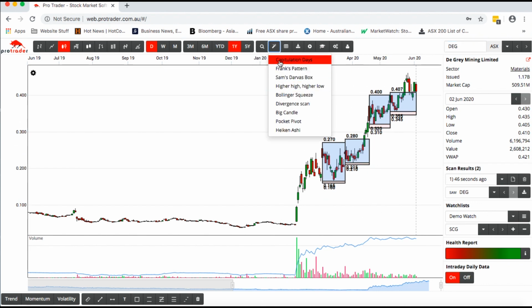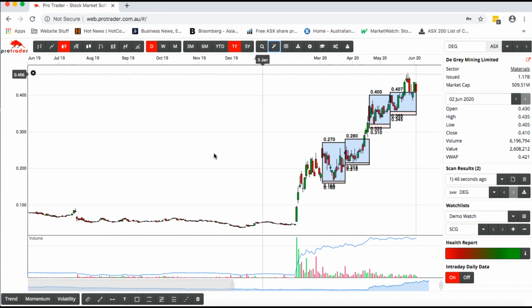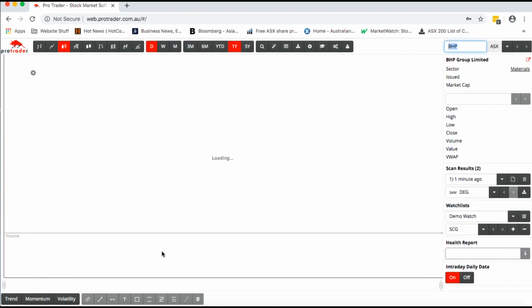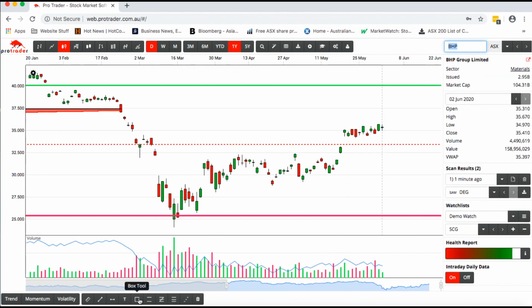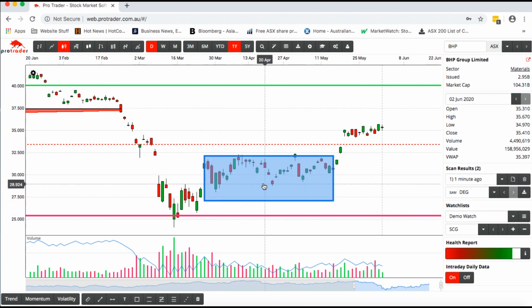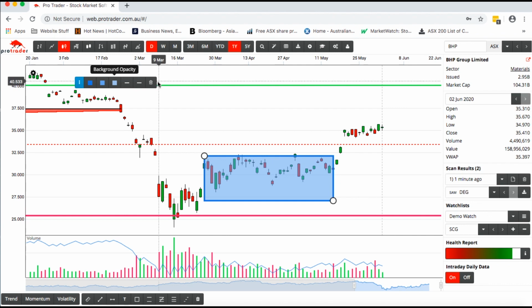So that's basically the Guru scans. Now, before we go, just a couple of other things. As I say, you've got all these. You can set all your trend lines and so forth back here. I'll just try and pull up another stock. And so you can create all your own boxes here. You can change all the colors, the shading.